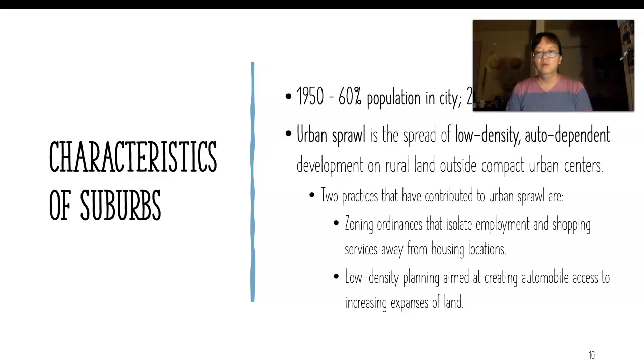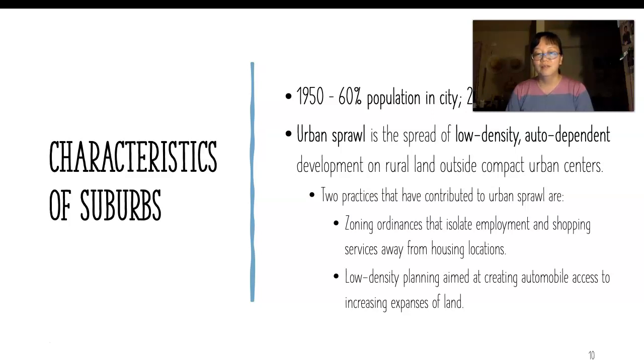So, what is urban sprawl? I definitely require you to understand this concept. Urban sprawl is a spread of low-density, auto-dependent development on rural land outside compact urban centers. When we say sprawl, it's spontaneous, right? And not planned growth. So this is the constant loss of the farmland around the city or the natural area.